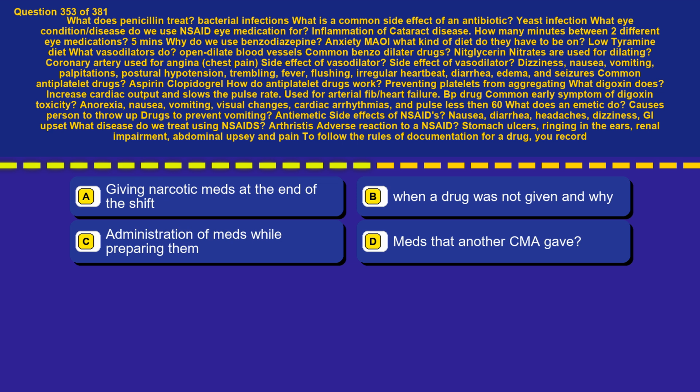Used for atrial fib/heart failure. BP drug. Common early symptoms of digoxin toxicity: anorexia, nausea, vomiting, visual changes, cardiac arrhythmias, and pulse less than 60.